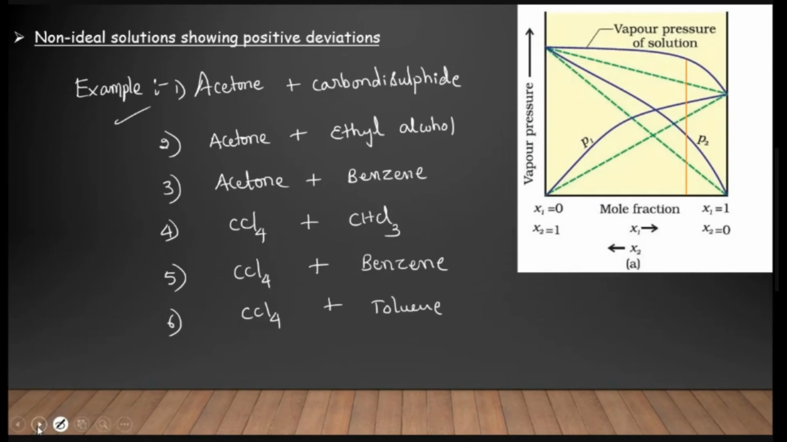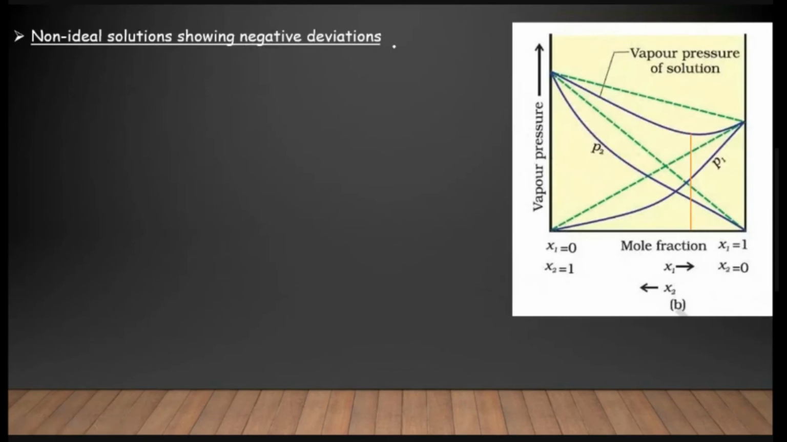Now let us move to the second type of non-ideal solution, which is showing a negative deviation from Raoult's law. So why is there a negative deviation? You can see over here in the graph, the curve is bent towards the lower side from the solid line. So why is there a decrease in the vapor pressure? The cause of the decrease in the vapor pressure is basically the same: the molecular interaction.